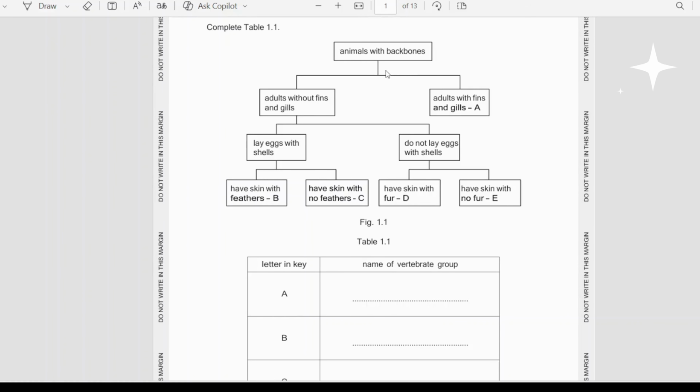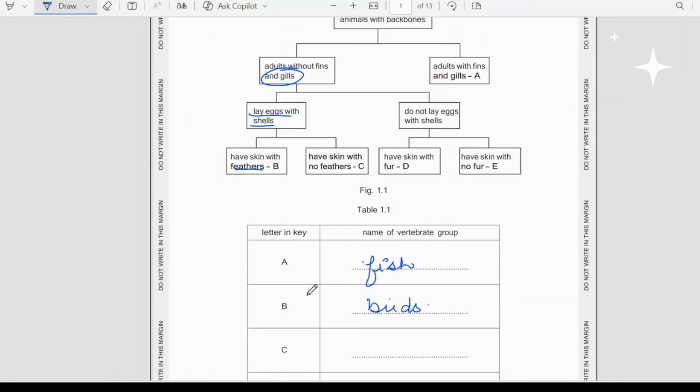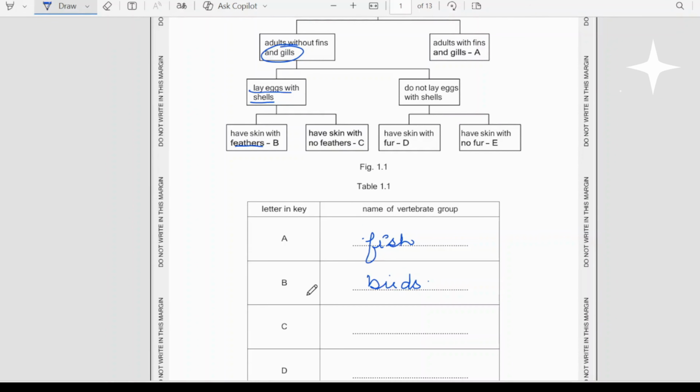First of all, they classify it with fins and gills, and without fins and gills. Which animals are with fins and gills? That would be your A, fish. So we will write fish here. What about B? B is the one without gills, and it lays eggs with shells, and they have feathers. And the ones that do not have feathers but lay eggs with shells are reptiles.